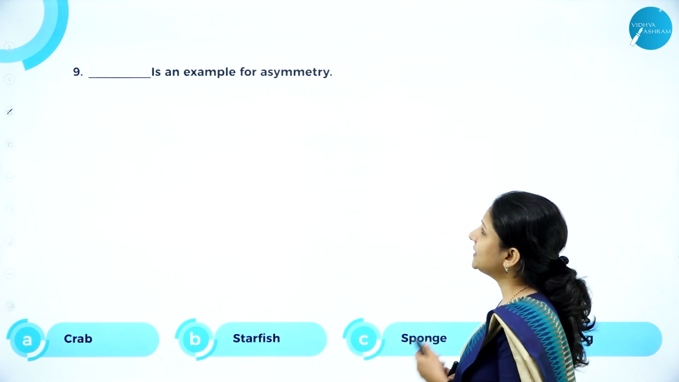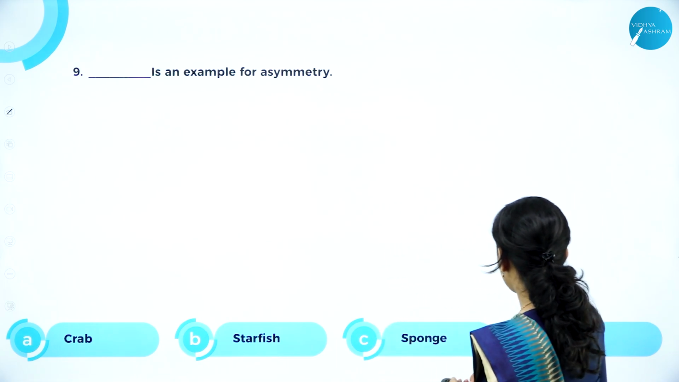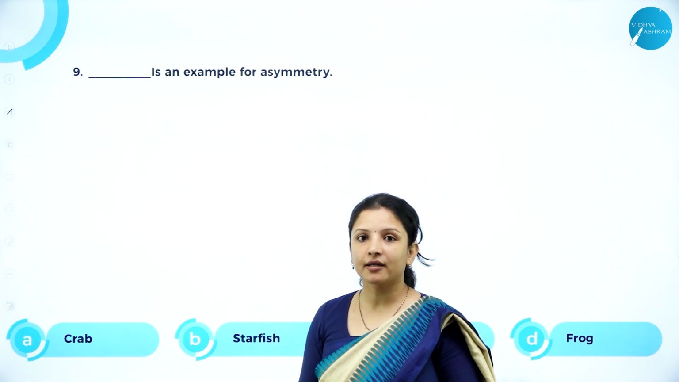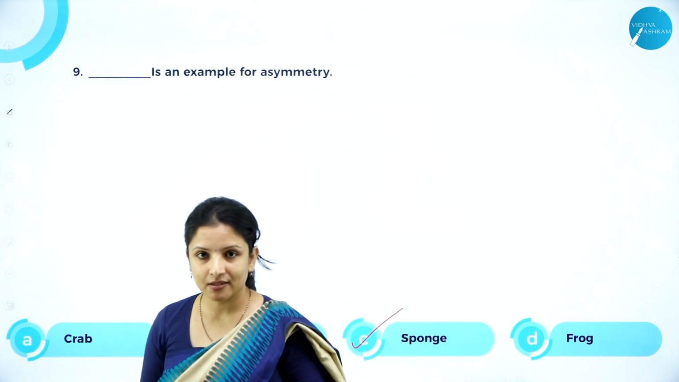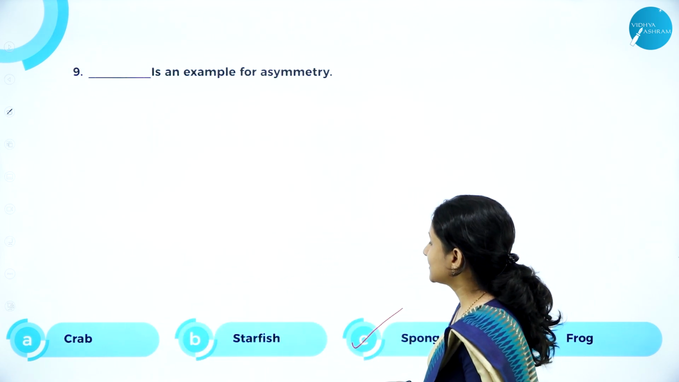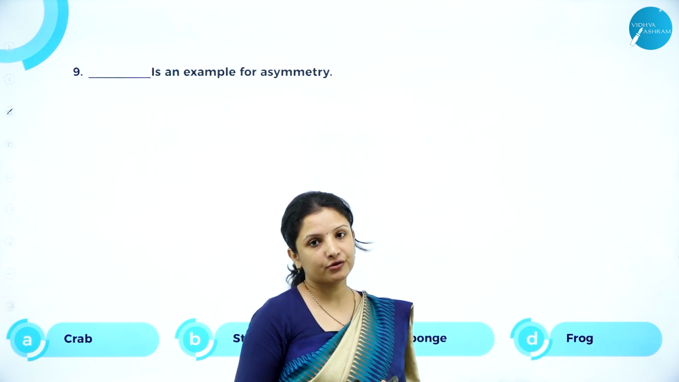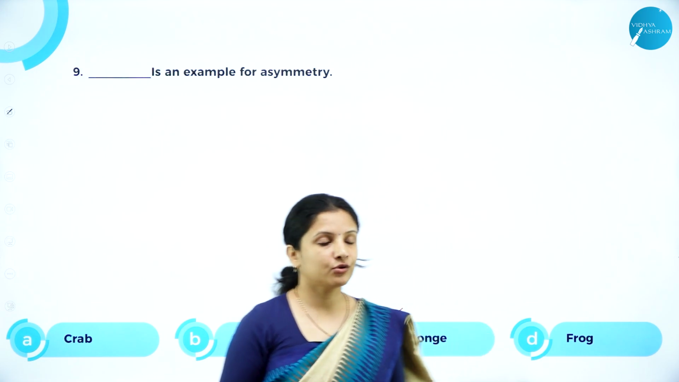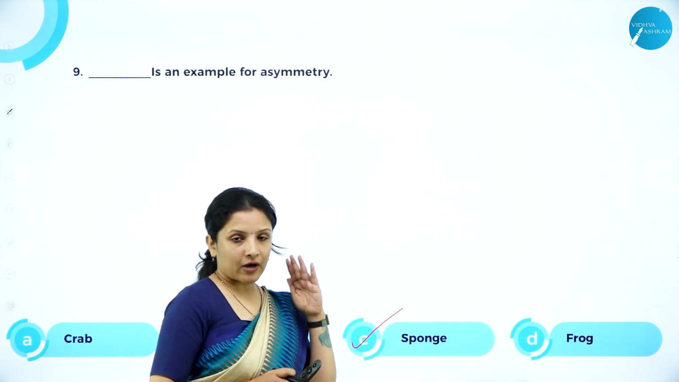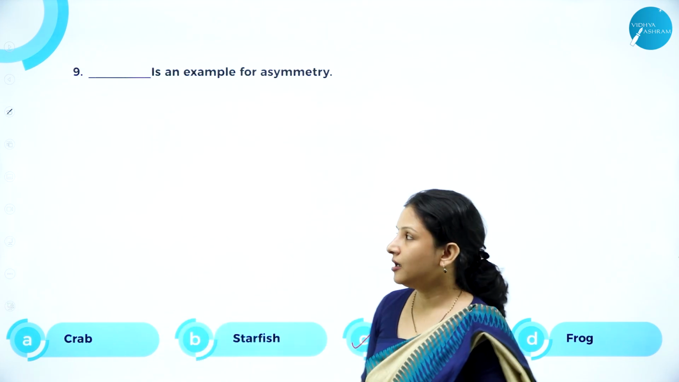Next, dash is an example for asymmetry. Is it crab, starfish, sponge or frog? It is sponges, because only sponges are the members which exhibit asymmetry. Crab shows bilateral symmetry, starfish shows radial symmetry, and frog also shows bilateral symmetry. It is only sponges that are asymmetrical, that is, one half doesn't look exactly similar to the other half.